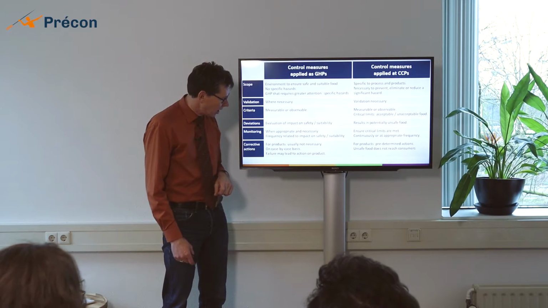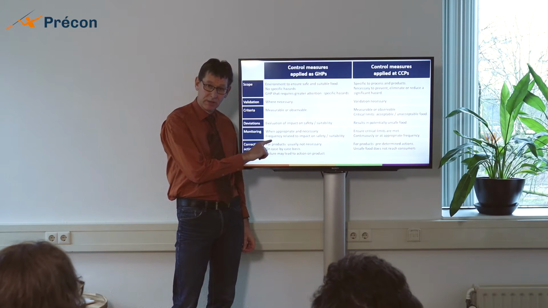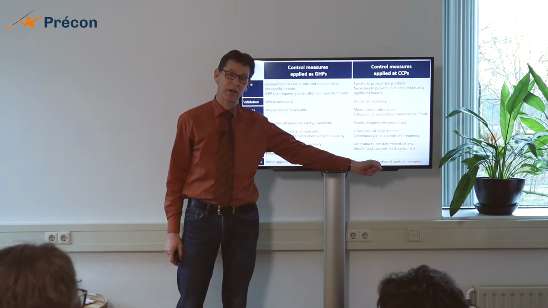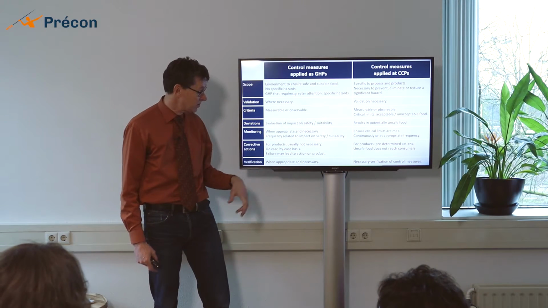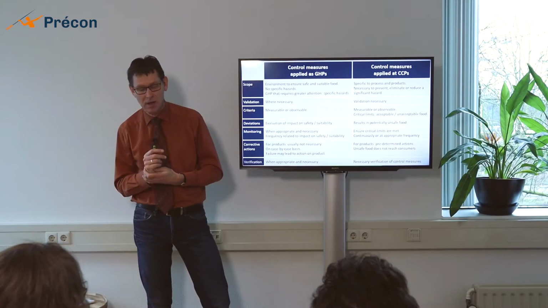For GHPs, it will be a case by case situation. Whenever there's a deviation, usually you will not have a corrective action towards the product, but there might be cases that you have to make sure that this product will not go to the consumer. So there's a difference, and the last one is about verification. Verification is necessary over here, and again with GHPs it's where appropriate and necessary. So that's what will be in the new version of the General Principles of Food Hygiene.